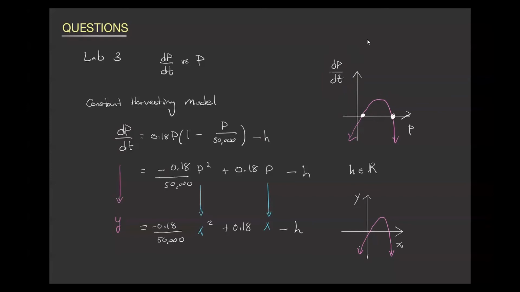So hopefully that kind of explains what you're doing with the dp dt versus p. You're really just looking at this as a second degree polynomial in p.